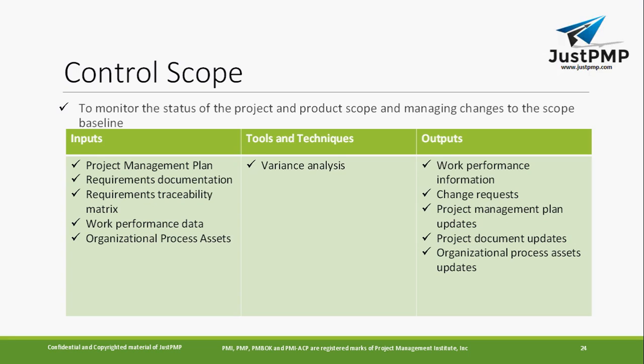Because as I mentioned, this is monitoring and controlling. Since you have work performance data as input, you will have this information. Monitoring and controlling means you will have a change request because you have something you want to change, so you're going to give the change request. Since you are going to change it, you will be updating the project management plan, so there will be project management plan updates. You will be updating project documents. You will update your organization process assets. So basically these are your control scope outputs, okay.